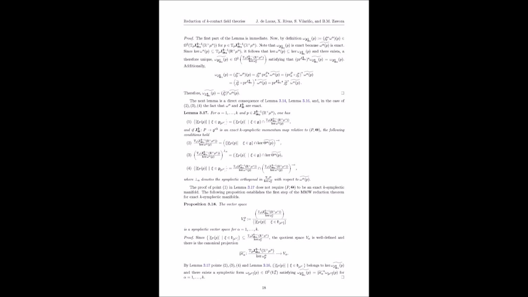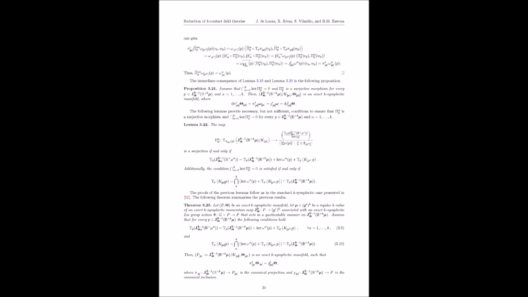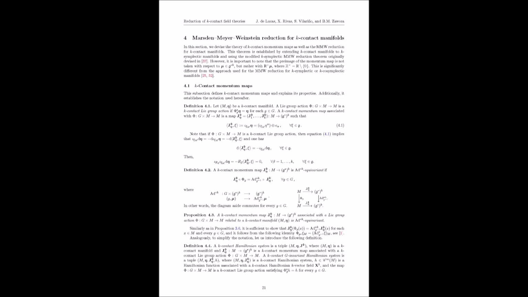Is this something we usually have to assume? Proposition 3.6 seems important here. Very important. Proposition 3.6 says that if you are in the exact k-symplectic setting, with an action that preserves θ, then the associated exact k-symplectic momentum map is automatically Ad*-equivariant. Well, that's nice. For exact systems, equivariance comes for free with the definition of the momentum map. We don't need to impose it as an extra condition.